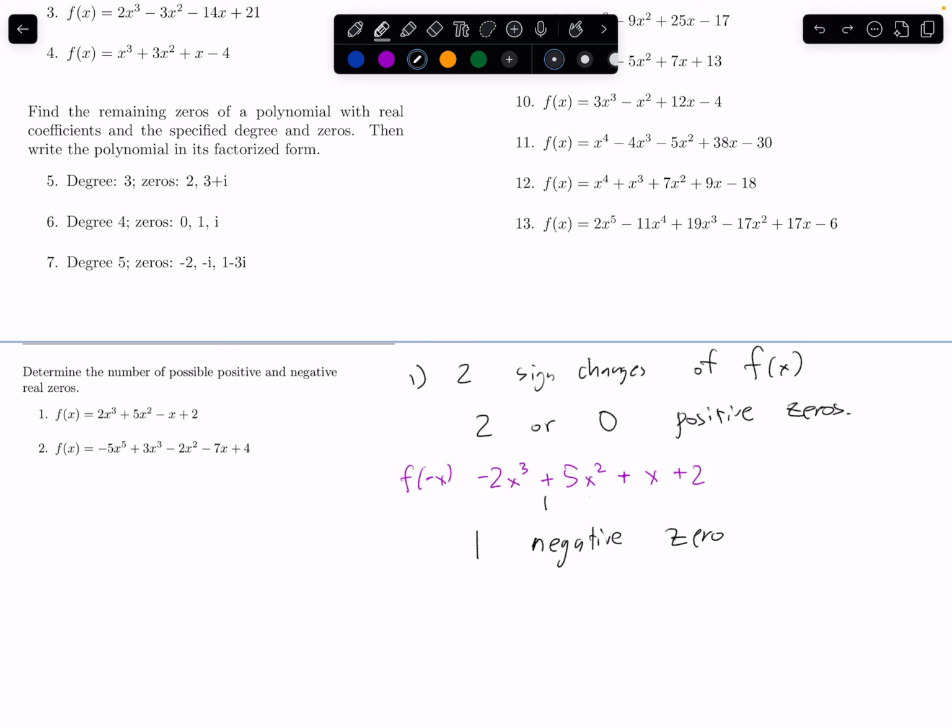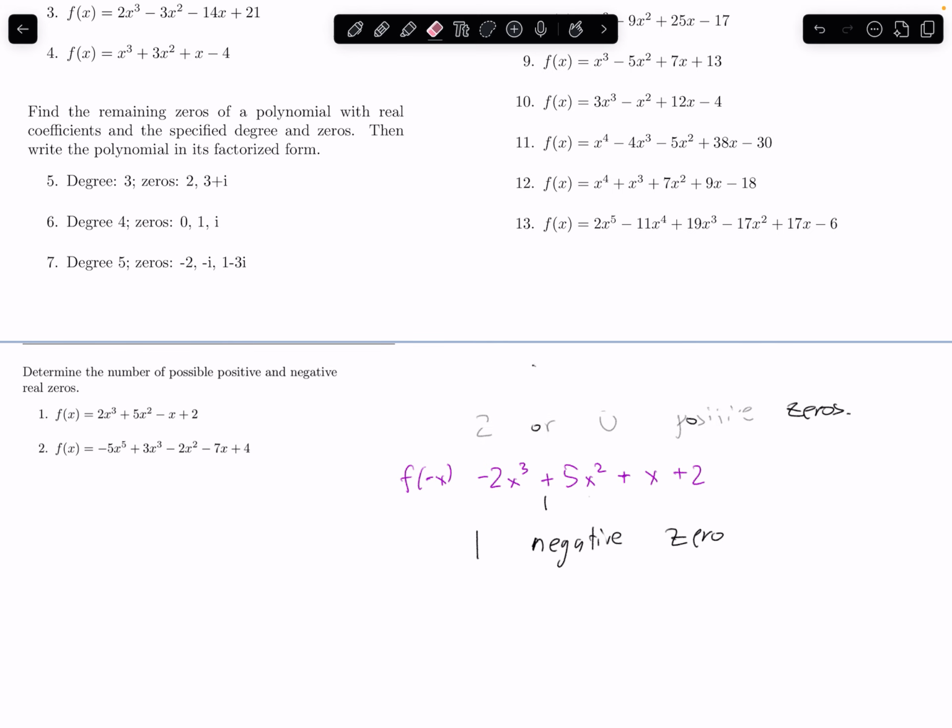Zero is not a possibility because if you subtract 2 from 1, that's a negative number. You can't have a negative number of zeros, right? So either I have 2 or 0 positive zeros that are real, but for sure I have exactly one negative zero. Later on we'll talk about what's the other possibility. If it's not 2 real zeros, what happens? Well, you might have complex zeros. So that was number 1.